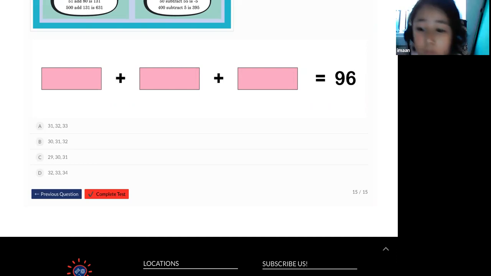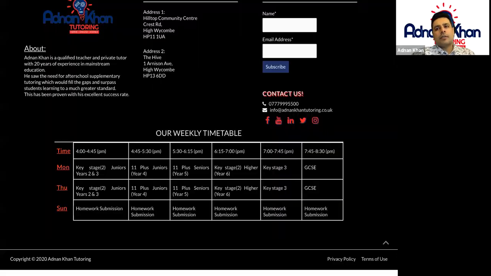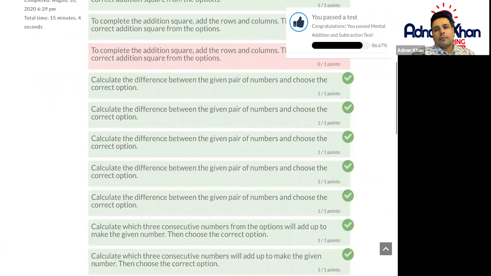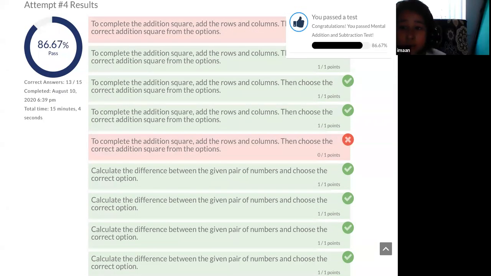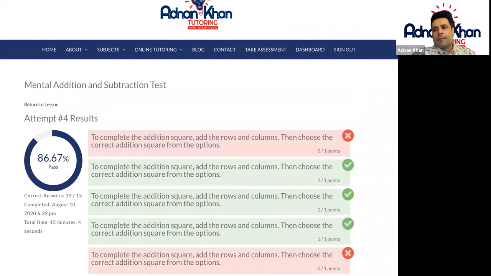A. So 31 add 32 add 33 gives you 96. That's correct. Yeah, well done. So, good stuff. Why did we get some wrong? Oh, because I just missed some questions out just to speed things up. So we didn't do all the questions together. Okay.